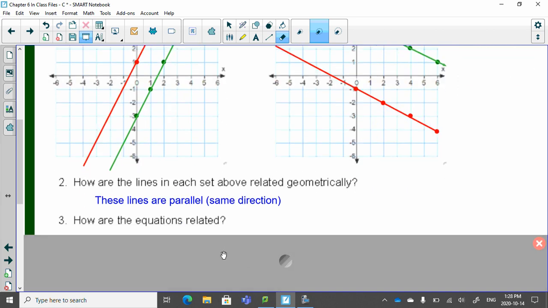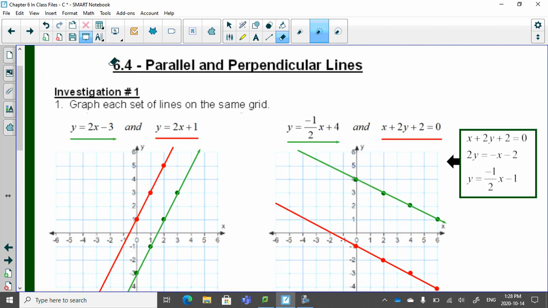How are the equations related? Okay, now we go back up to the equations. How are these two equations related? What I want you to notice is, do you see the slope? And you see the slope? Those are the same.